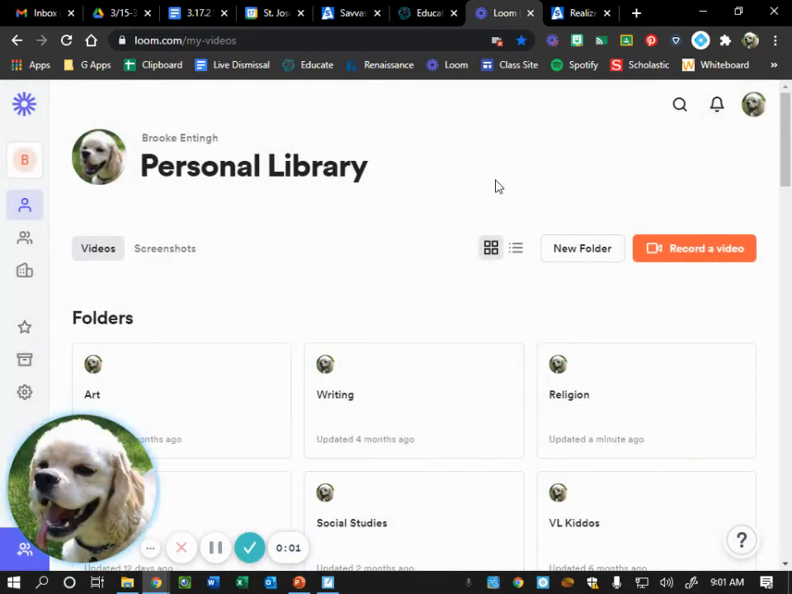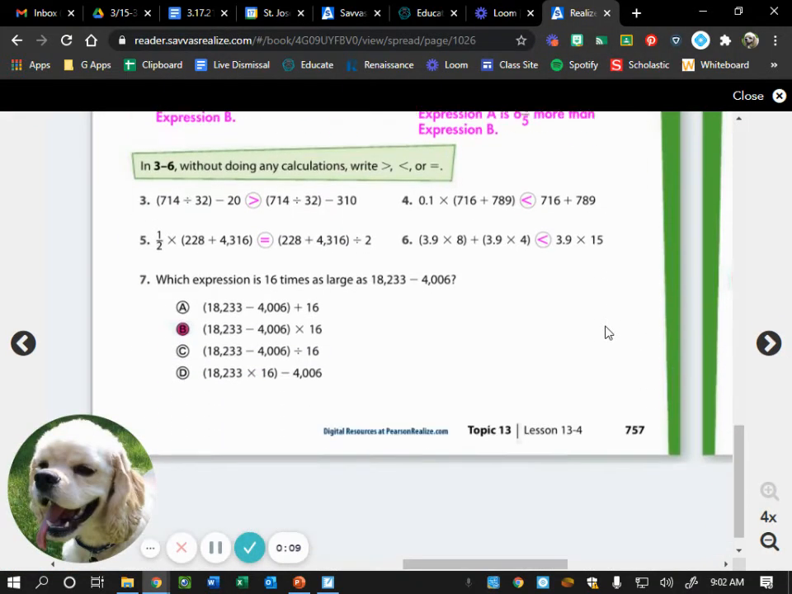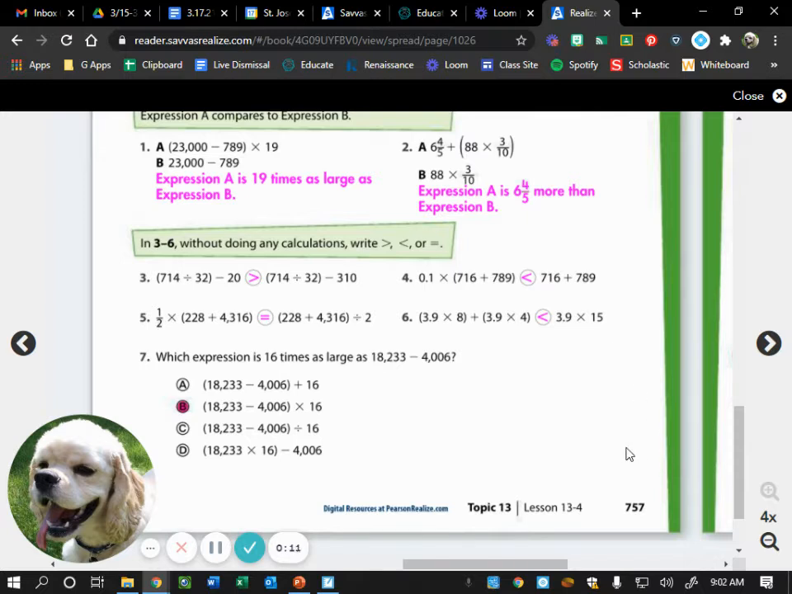All right, so we are open up to page 757 and 758 to correct last night's math homework. Here is 757. So we had numbers 3 through 7 on this page. So 3 through 6, you were using the comparison symbols, greater than, less than, or equal to compare the two expressions. So for number 3, we look for the difference.